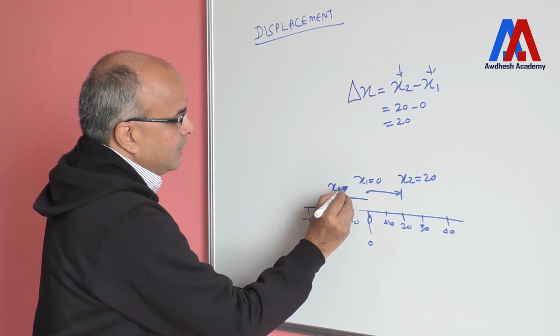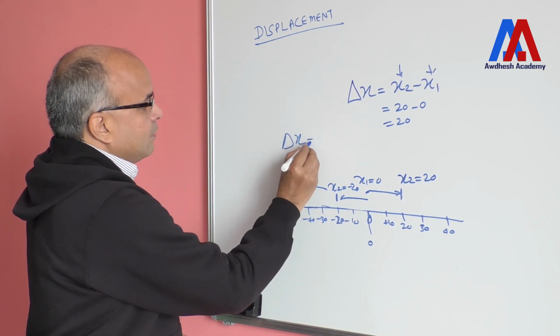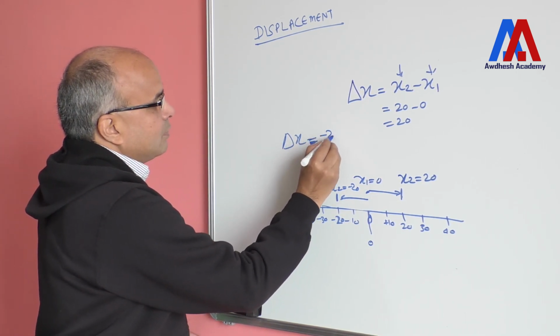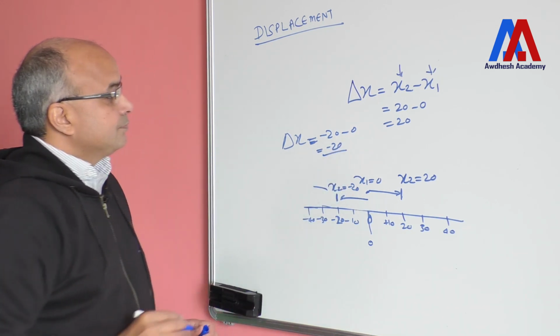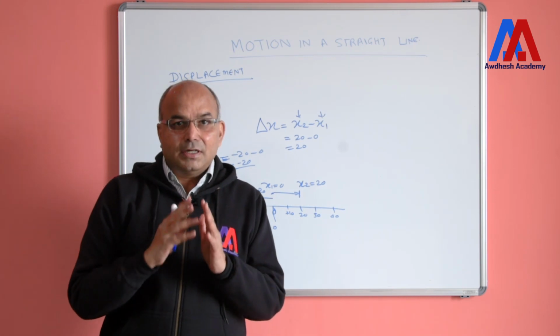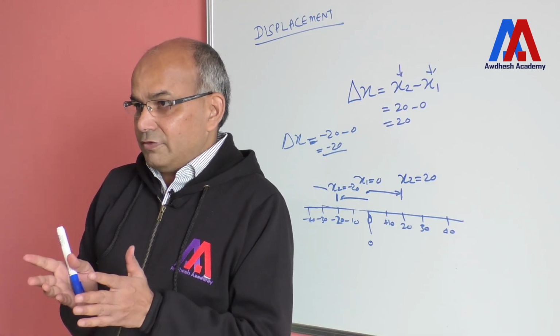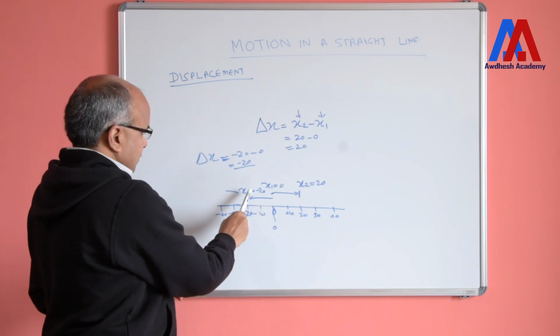So the x2 value will be minus 20, and if we calculate delta x now, it will be minus 20 minus 0, and that is equal to minus 20. So you have seen that the displacement always has a sign. It can be either positive or negative. In one case it was positive, in the other case it was negative.